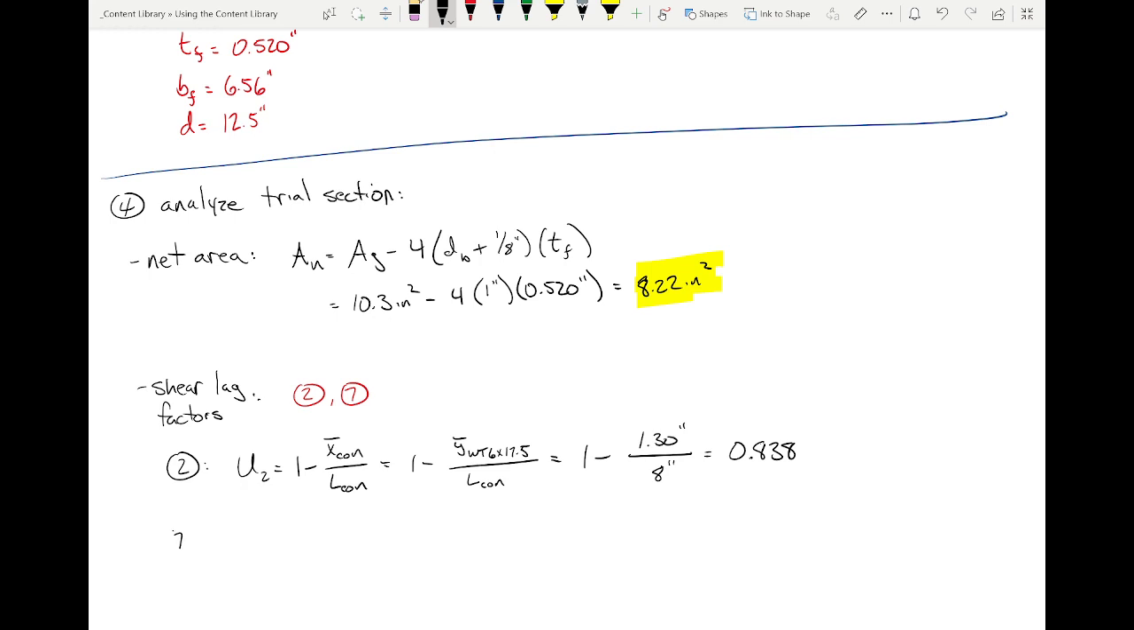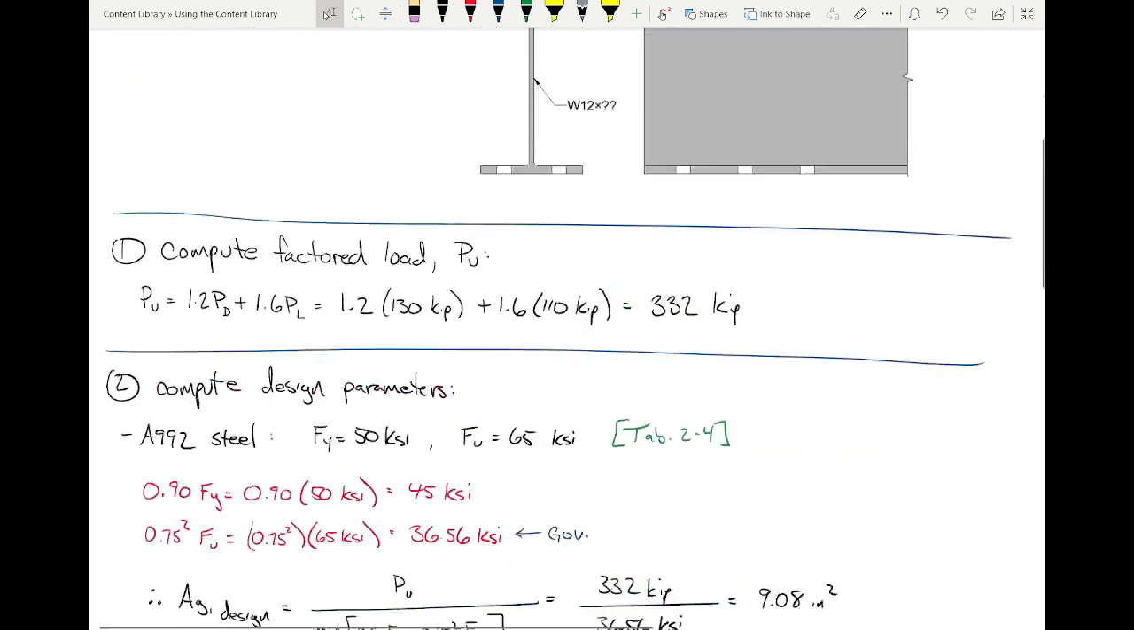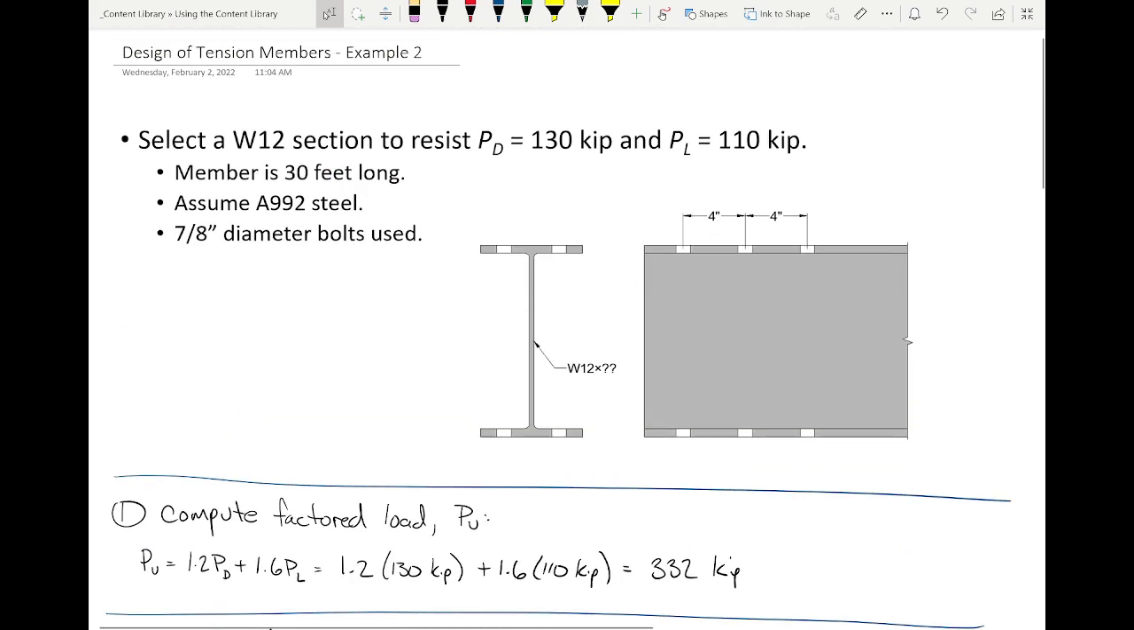Now, do we have Case 7 applicability? What does Case 7 say? For W, M, S, or HP shapes, or Ts cut from those shapes. So we're good there. There are 2 branches. The upper branch says connected by the flanges with how many bolts per line? 3 or more. Do we have 3 or more per line? How many do we have per line? 3 per line.